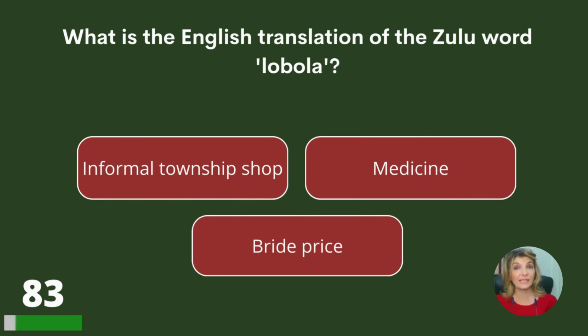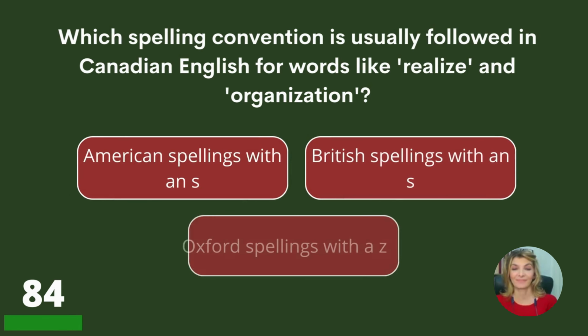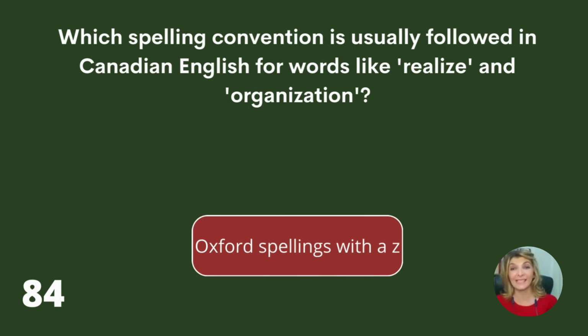What is the English translation of the Zulu word lobola? Informal township shop, medicine, or bride price? Bride price. Which spelling convention is usually followed in Canadian English for words like realize and organization? American spellings with an S, British spellings with an S, Oxford spellings with a Z? Oxford spellings with a Z.